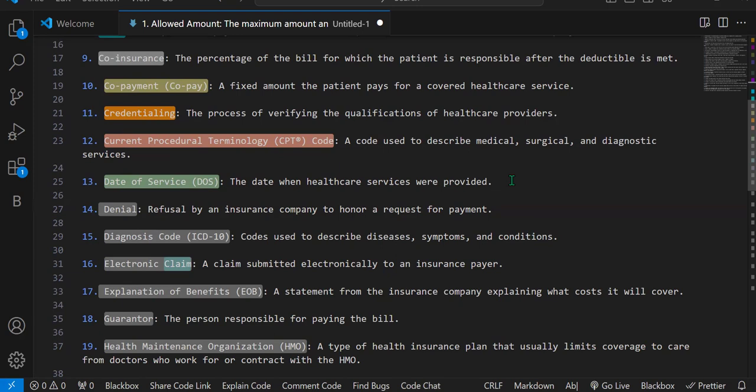Explanation of benefits. The statement from the insurance company explaining what cost it will cover. So all these things are explanation of benefits.